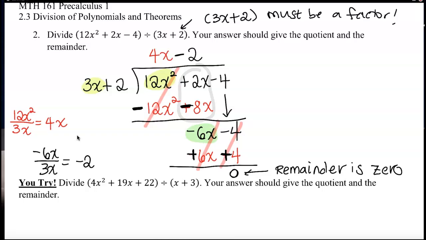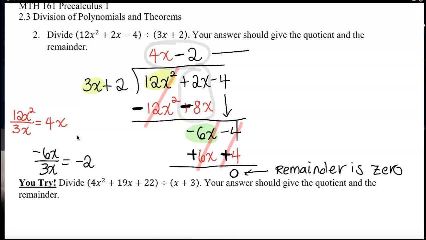Okay? Just like if you divide 35, you can divide it into 5 times 7, right? 5 is a factor, 7 is a factor of 35. So if it divides evenly with no remainder, we get to say it's a factor. We'll talk about that when we get to the factor theorem. All right, but what about the quotient? What is the answer to this division problem? Up here, 4x minus 2, that is the quotient.